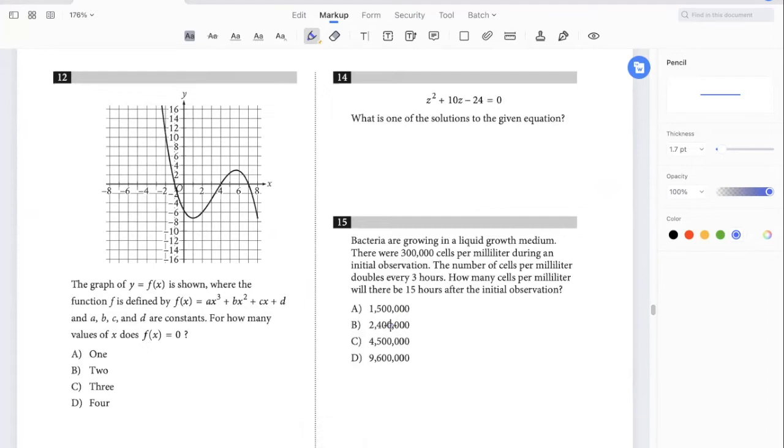The graph of y is equal to f(x) is shown where the function f is defined by ax cubed plus bx squared plus cx plus d, and a, b, and c are constants. For how many values of x is f(x) 0? So you can see f(x) is 0 here, here, and here. So there are 3 values for which f(x) is 0.